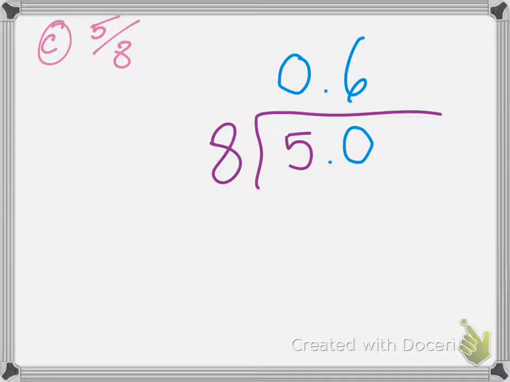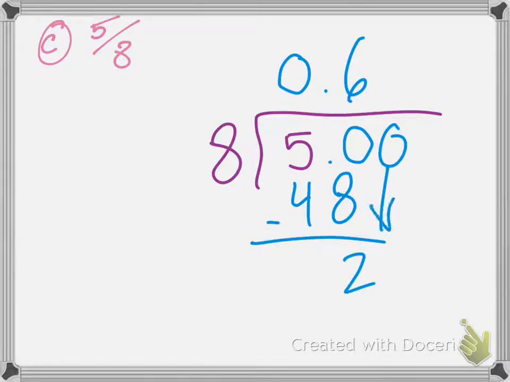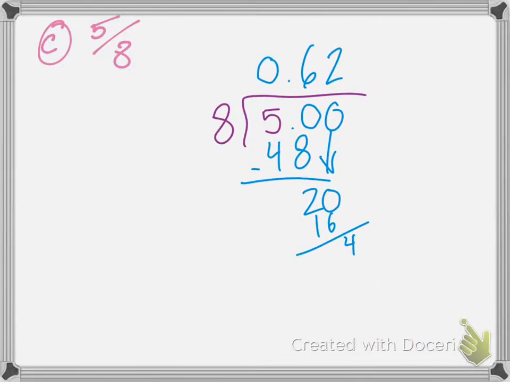Jamal, what is 8 times 6? Lennox, what is 8 times 6? So 8 times 6 equals 48. Perfect. We subtract, we get 2. We bring down another 0. We know 8 goes into 20 2 times, and that's 16. We subtract and we get a 4. I'm going to make this smaller because I want to make sure we can all see it. We get a 4. Again, I bring down another 0.